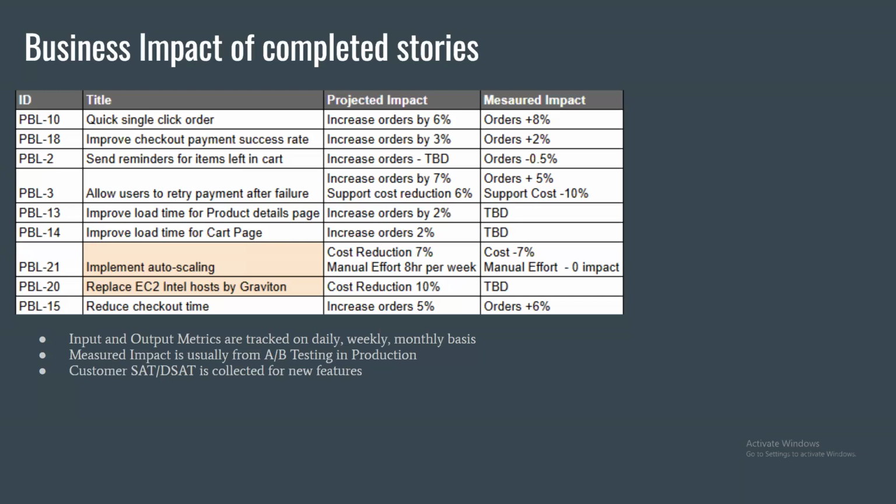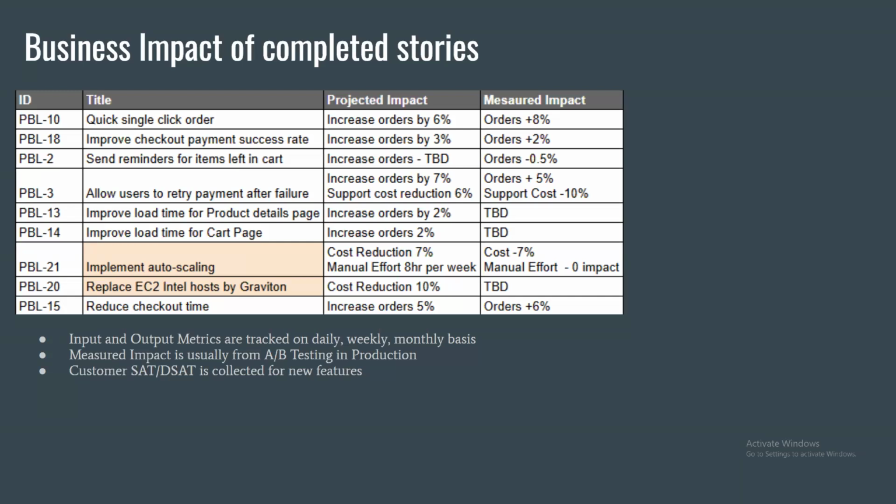Similarly, there are other metrics, which you can think of as input metrics. For example, customers who are not placing orders. They are doing a search, they are adding to the cart, but they are not placing the order. So that becomes a metric that should be tracked. Satisfaction and dissatisfaction is basically a way for the product owner to randomly reach out to customers as a survey and ask them to provide feedback.